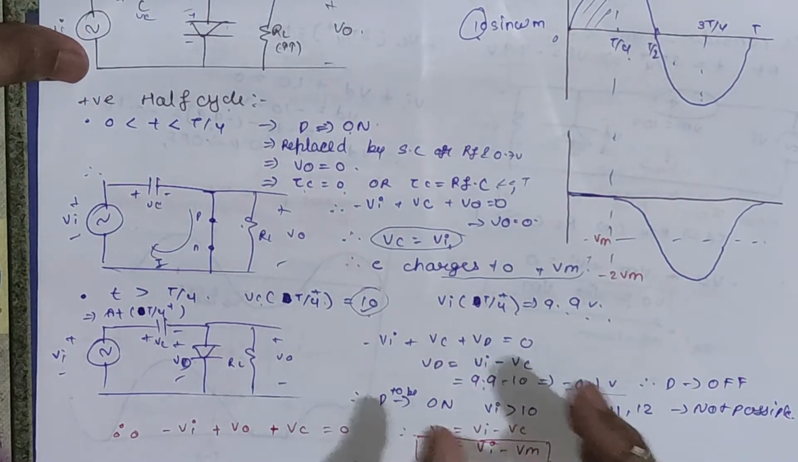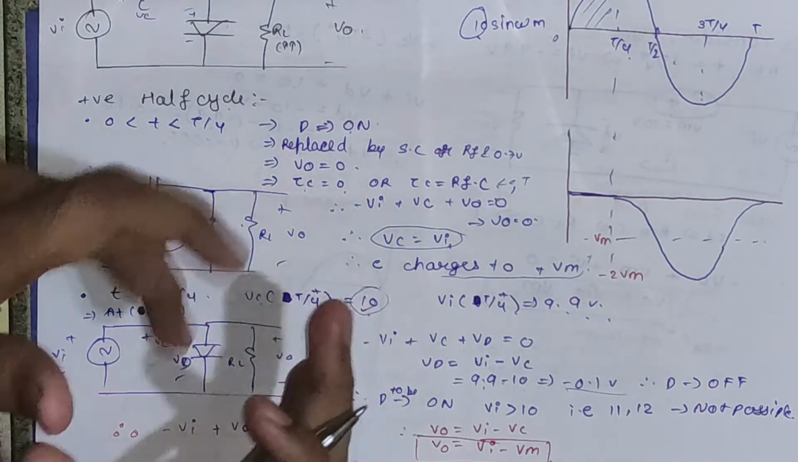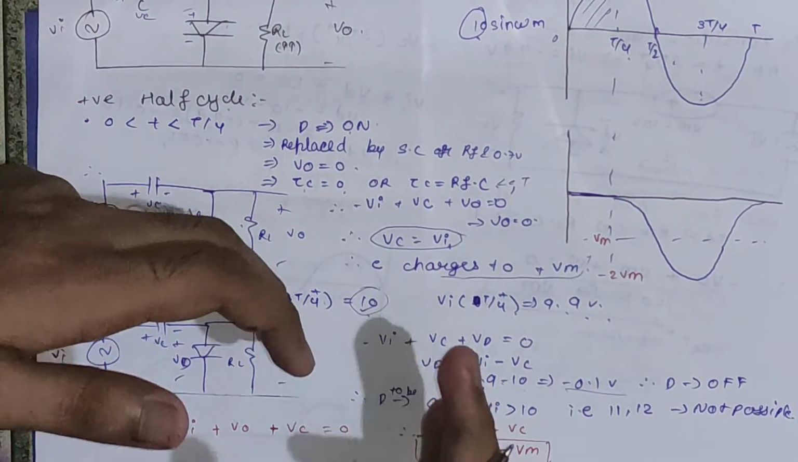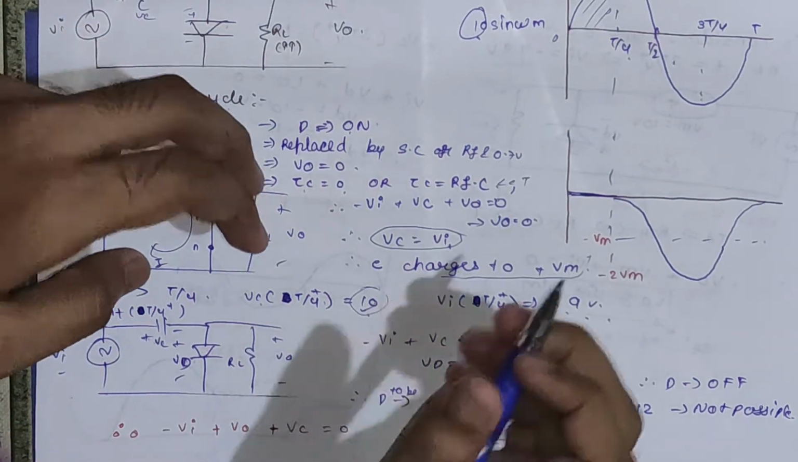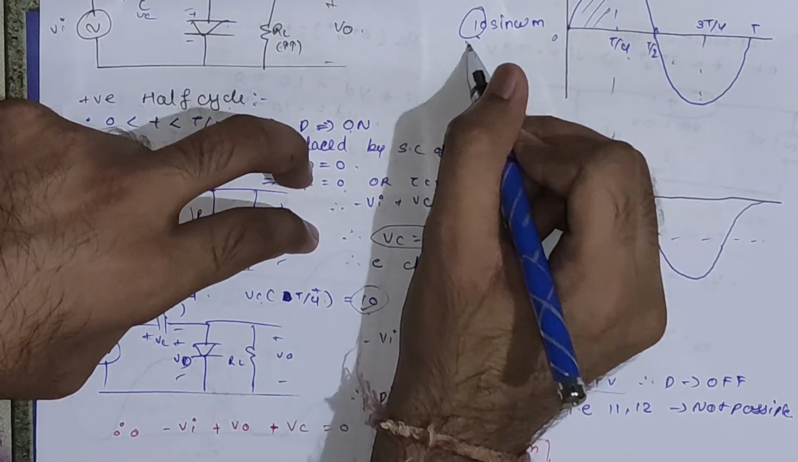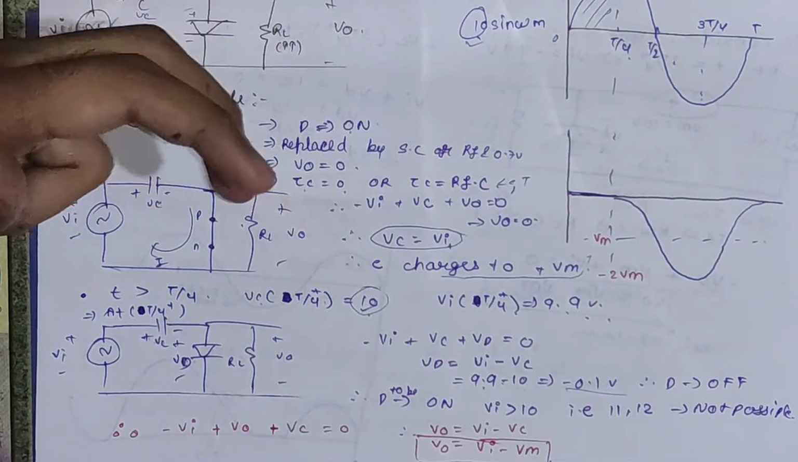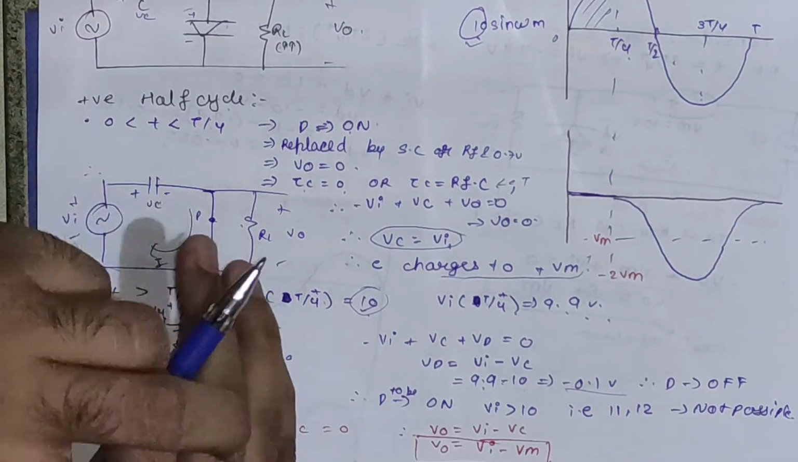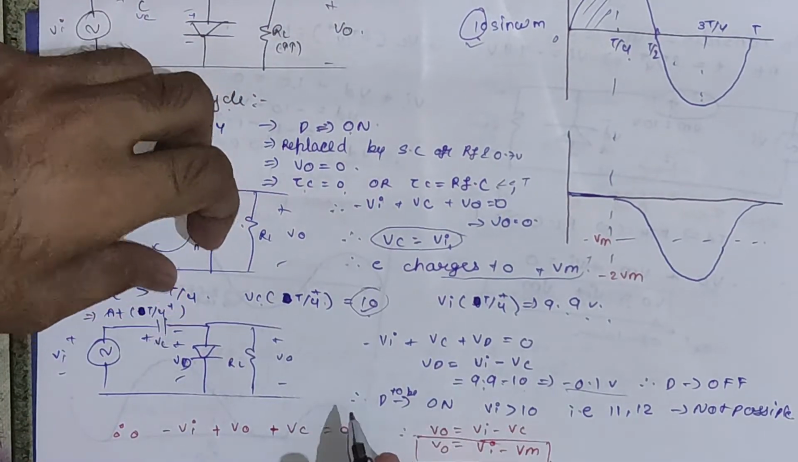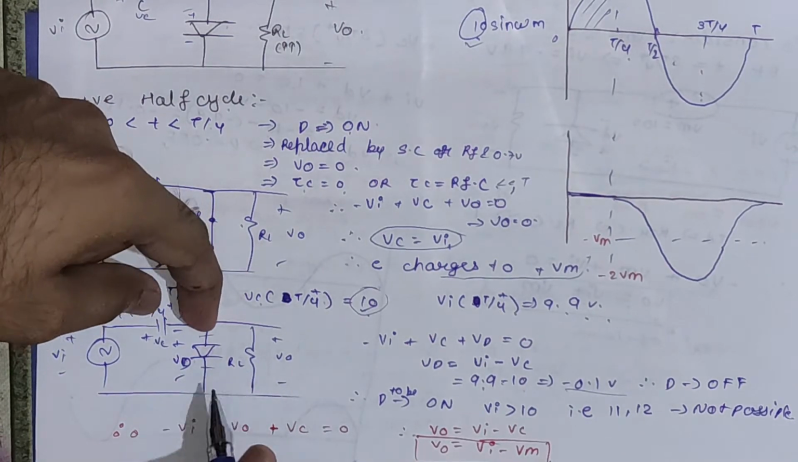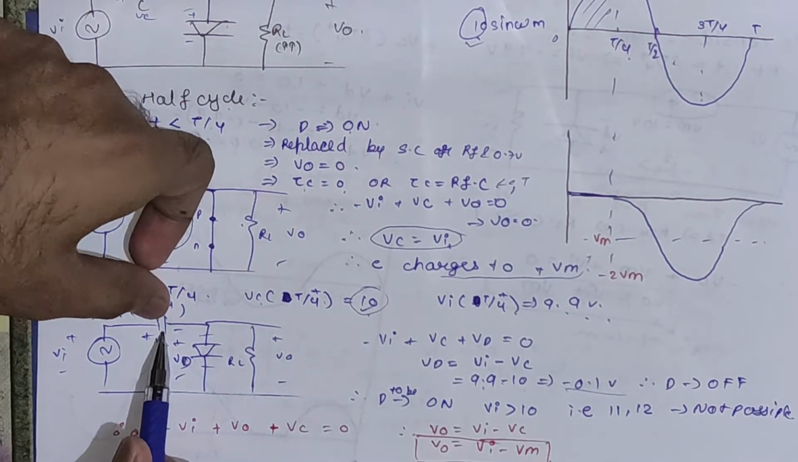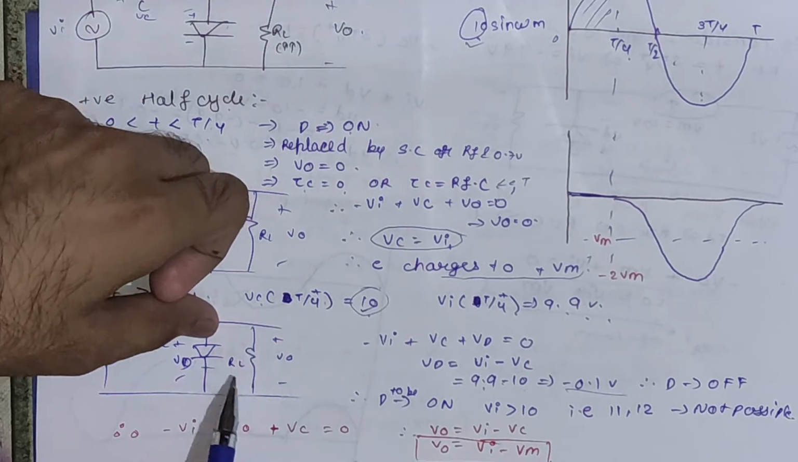So we will say the diode will be off. For the diode to be on, the input voltage should be greater than 10 volt, which cannot be possible, as we have seen the input voltage has a maximum of 10 volt. So we will say the diode can no longer be turned on. At this time this diode will be replaced by an open circuit, and the only path for the capacitor to discharge will be this RL.